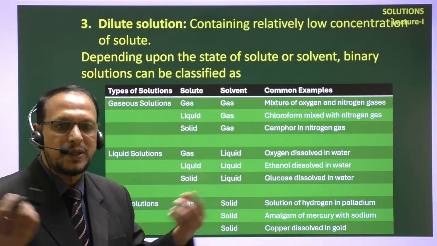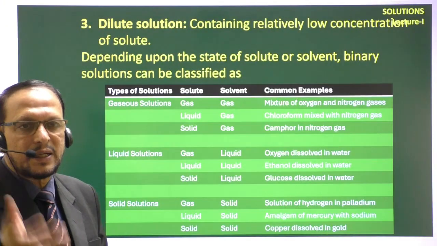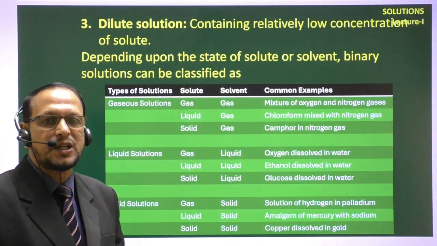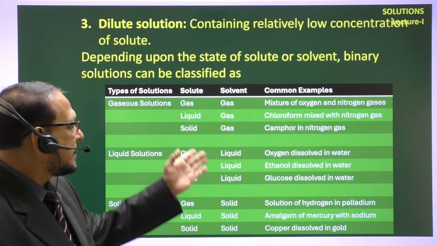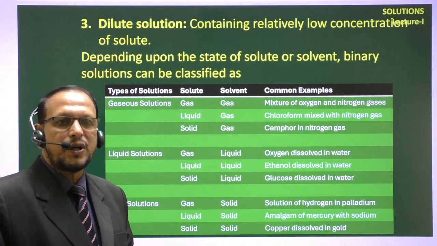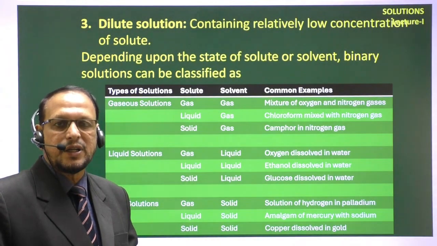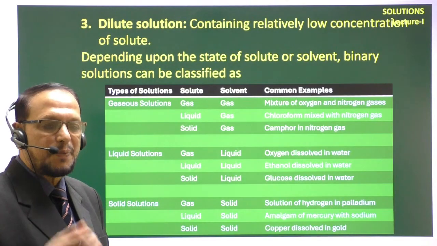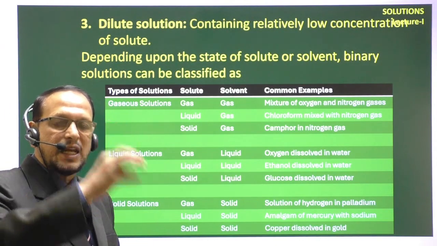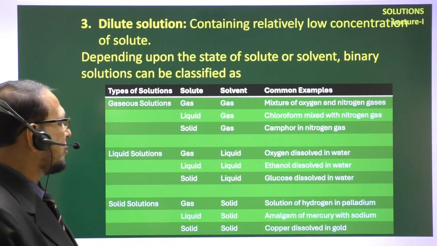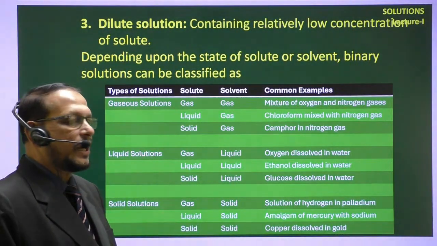In cold drinks, when you open the lid, some carbon dioxide gas comes out, because the carbon dioxide gas is kept at high pressure. That is the aerated drink. That is the solubility of the gas in liquid. When the gas is kept at high pressure and the pressure is decreased, the gas comes out. Then solid in gas: camphor in nitrogen gas.